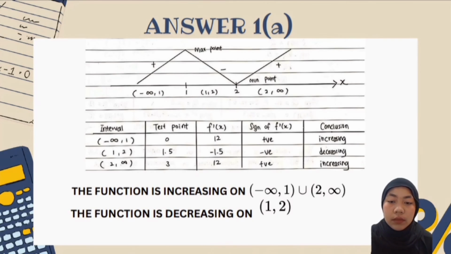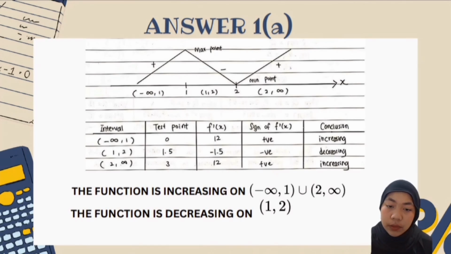For the first interval, negative infinity to 1, we put x = 0, and we get 12. That means the sign is positive and the conclusion is increasing. The interval number 2 is (1, 2). The test value, we put x = 1.5, and the answer we got is -1.5. So the sign is negative and the conclusion is decreasing.